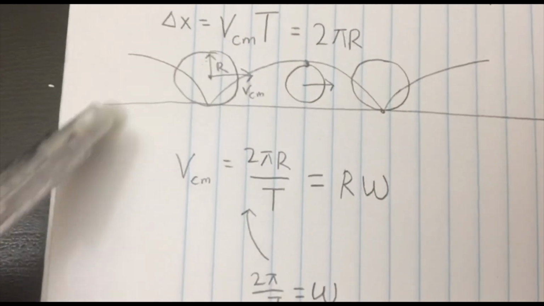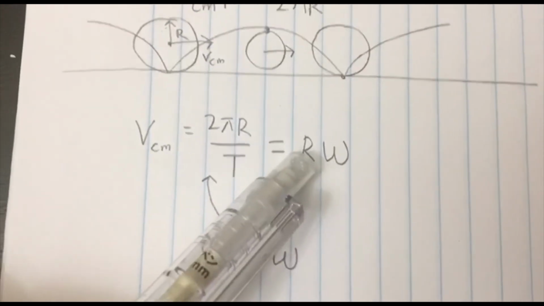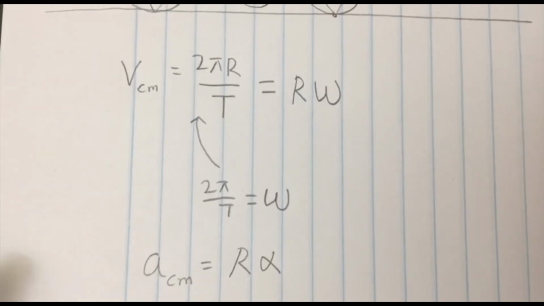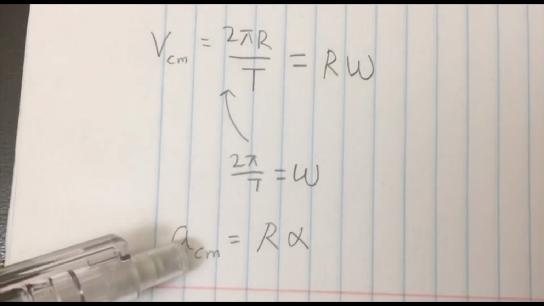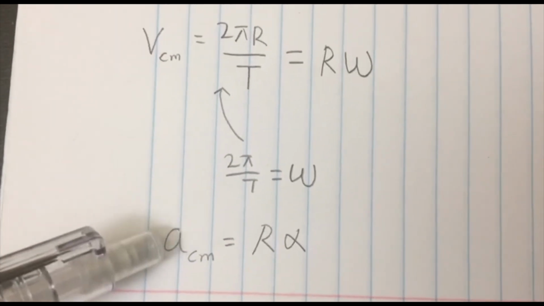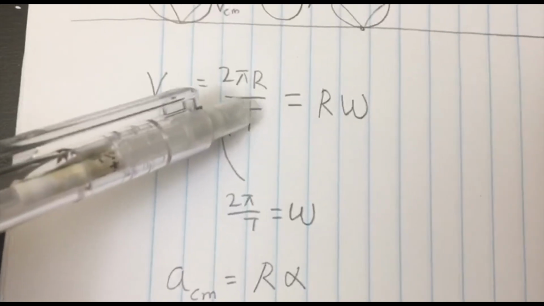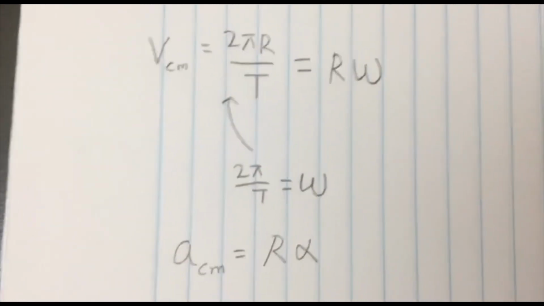Now we can reorganize this equation to have the velocity of the center of mass equals r times angular velocity. However, in order to find the acceleration of the center of mass, we would take the derivative of this equation. And the derivative of this equation is r times alpha.